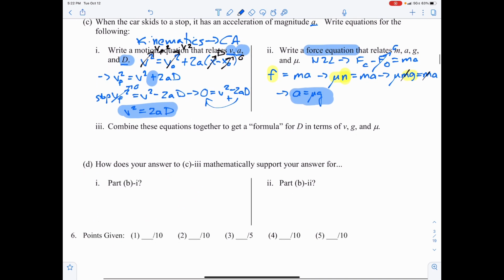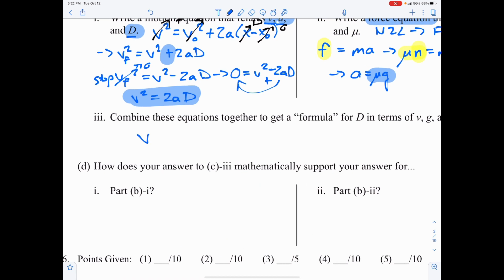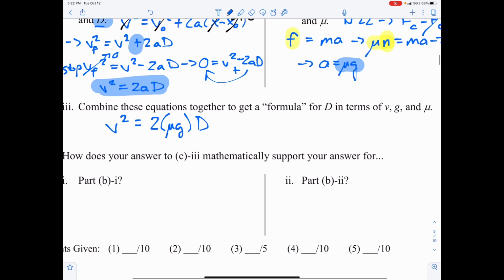Part C3, combine these together to get a formula for D in terms of V, g, and mu. So basically what we have to do is plug in the value for a, which is this, right here in place of a. So let's do that. This becomes v squared is equal to 2 times mu g times d. And when you solve for d, you have to divide by 2 mu g, and d is equal to v squared over 2 mu g.